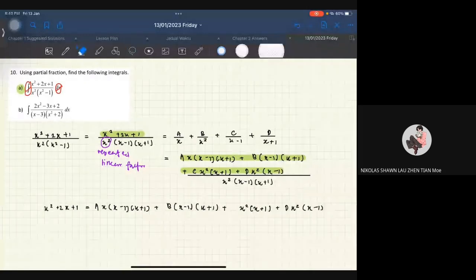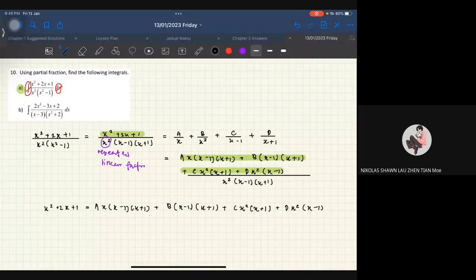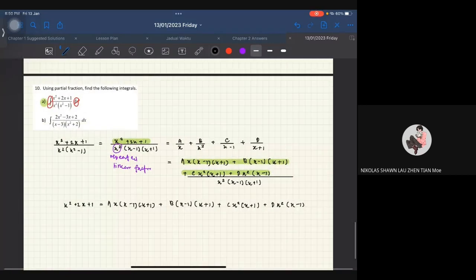Okay, so next step. Nak buat apa? What are we going to do next? Substitute in roots. Yes, betul. Thank you. So we are going to substitute all the roots that we have sebab kita nak cari kita punya nilai A, B, C and also D.